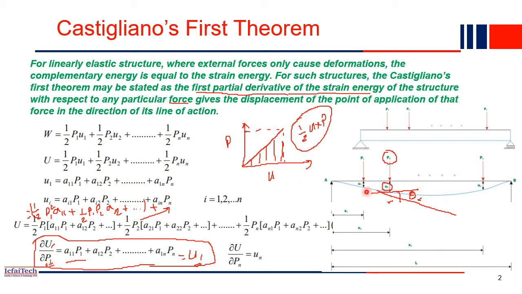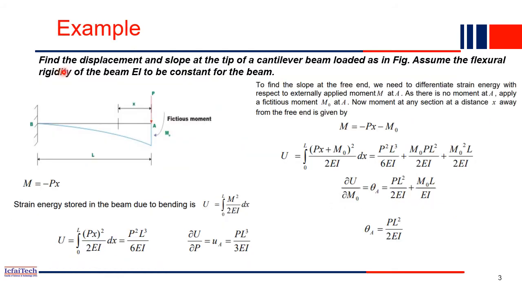For example, if you want to find out the slope at this point, the derivative has to be taken with respect to M1. If you want to find it here, then with respect to M2 we have to do it. So whenever we take the derivative with respect to moment, we'll get the slope at any point. So that is our Castigliano's theorem, two theorems. Now let's solve a quick example, then this concept will be clear to you.